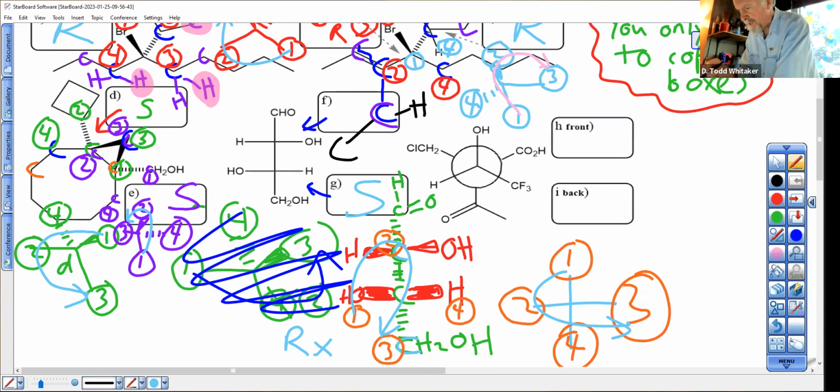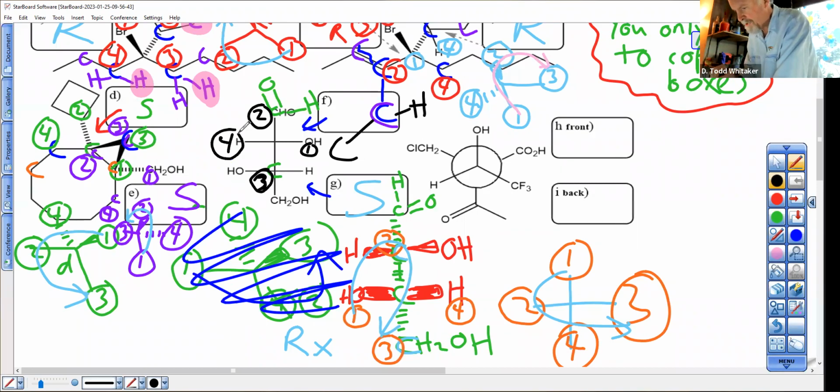Top stereo center. Please remember this is an aldehyde, which is really C-double-O with an H. That's 2 bonds to O. That's going to beat a C with 1 bond to O. But the most important thing is the O itself here is number 1. The C with 2 bonds to O is going to beat the C with 1 bond to O. That's a 3. And 4, of course, is the H.